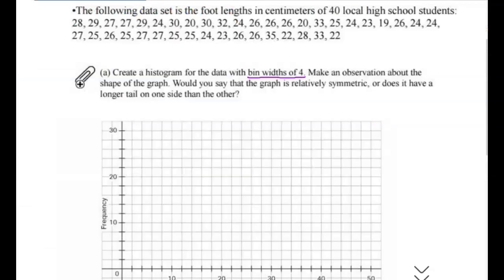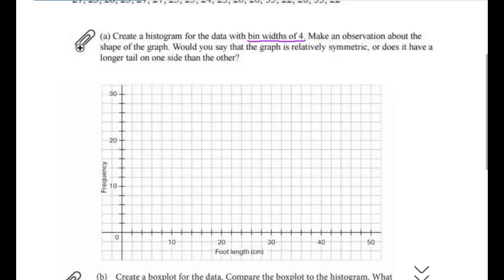Okay. All right, based on the way it looks, would you say that it's relatively symmetric? Yes. Yes, relatively symmetric. Write that down. And then, does it have a longer tail on one side than the other? I think on the right. No. They're equal. They're symmetric. Yeah. Okay, so let's sketch the bins just really quickly.